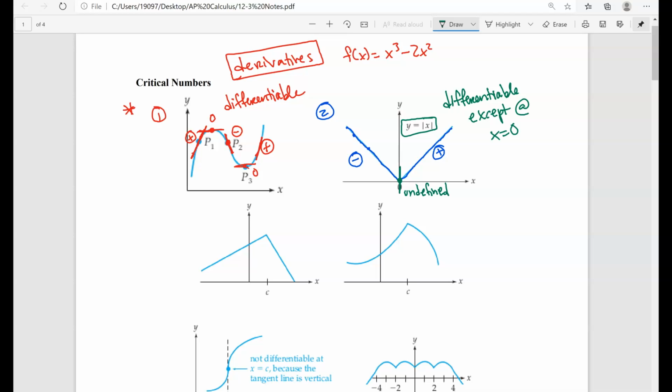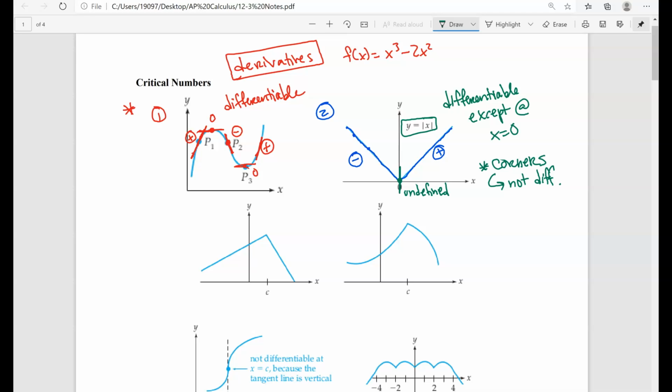In any case, any graph that has a corner will not be differentiable there. If the graph has a corner, this is equivalent to saying not differentiable. You will not be able to take the derivative there.